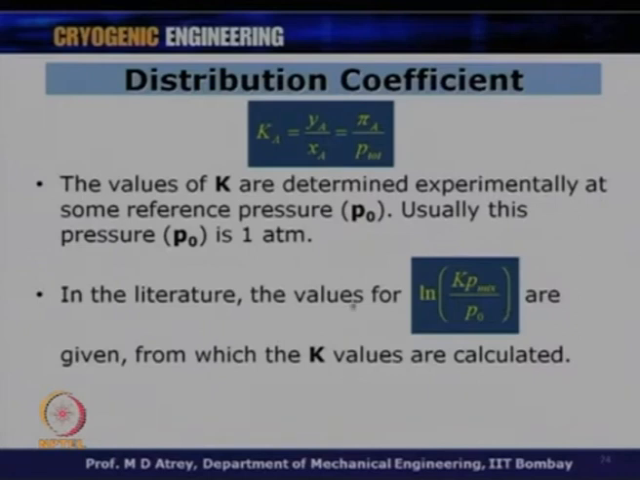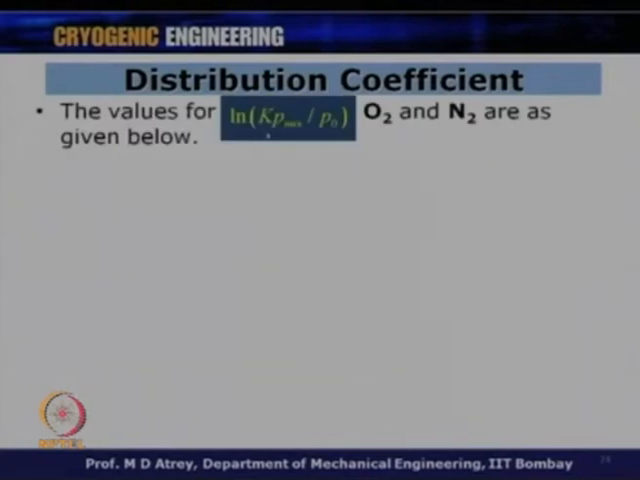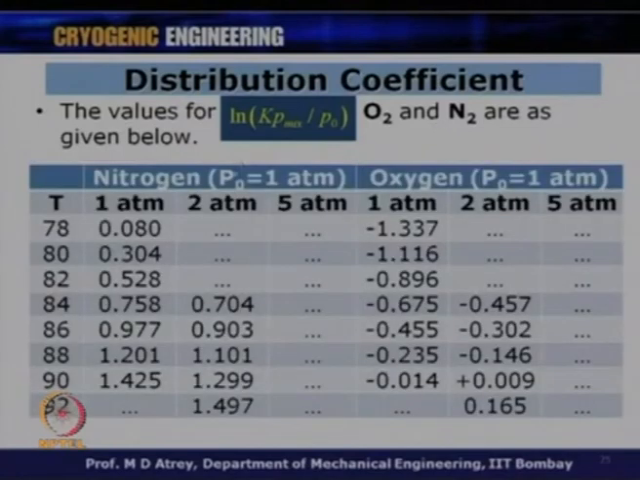All right. So, this is what the experimental values will be given, and the standard tables are available, which I will show you in the next slides. The data for nitrogen, oxygen and argon are given in the next slide, and a tutorial has been solved later to understand this conceptually. So, how does this data look like? The data is given in log K P mixture upon PO for oxygen, nitrogen as given below. So, this is what you can see. I have got data for nitrogen which is at 1 atmosphere, PO is 1 atmosphere, that means my reference pressure is 1 atmosphere. Similarly, I have got data for oxygen, again the reference pressure is 1 atmosphere.